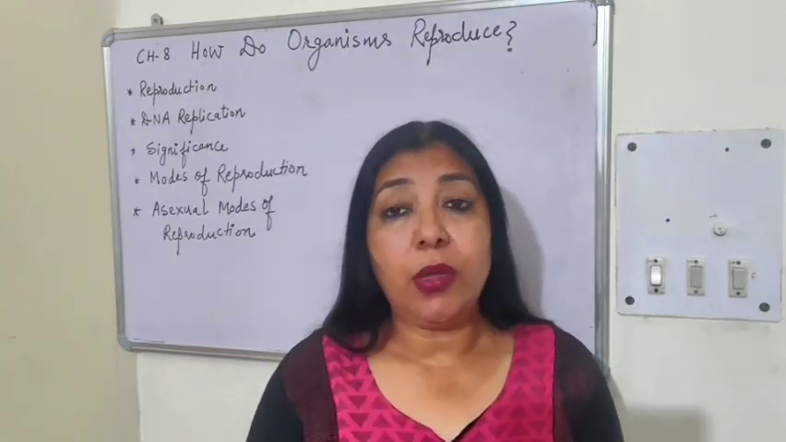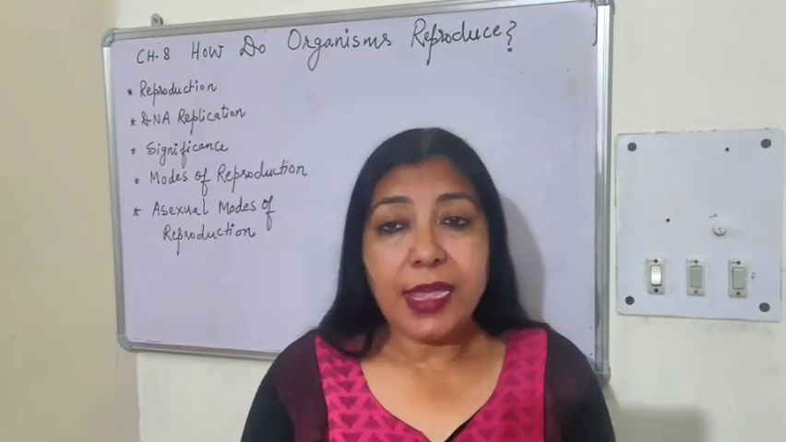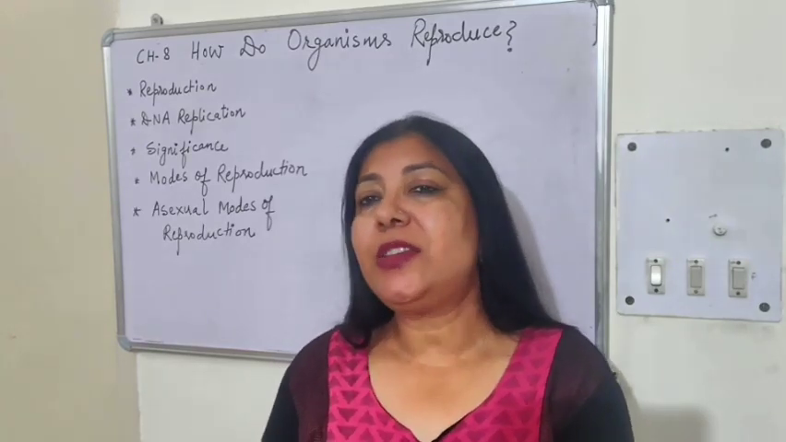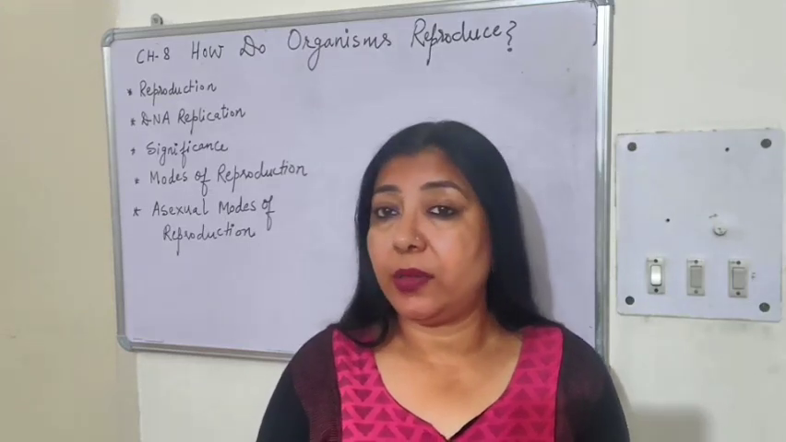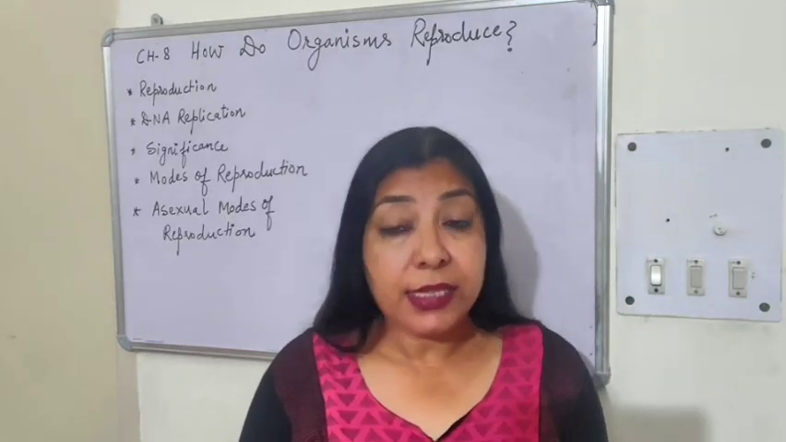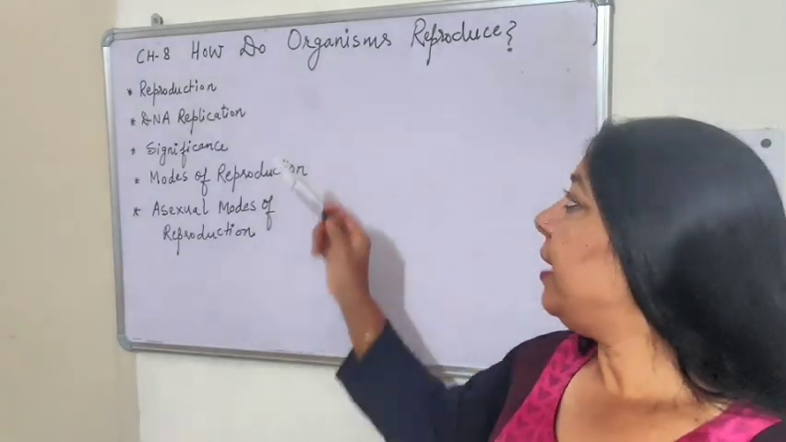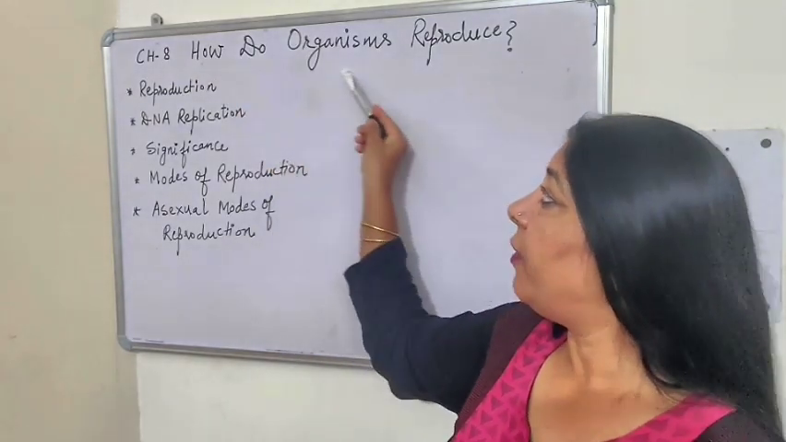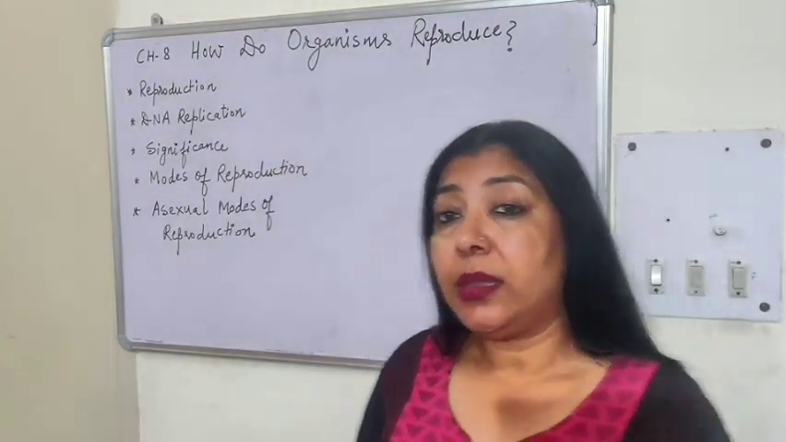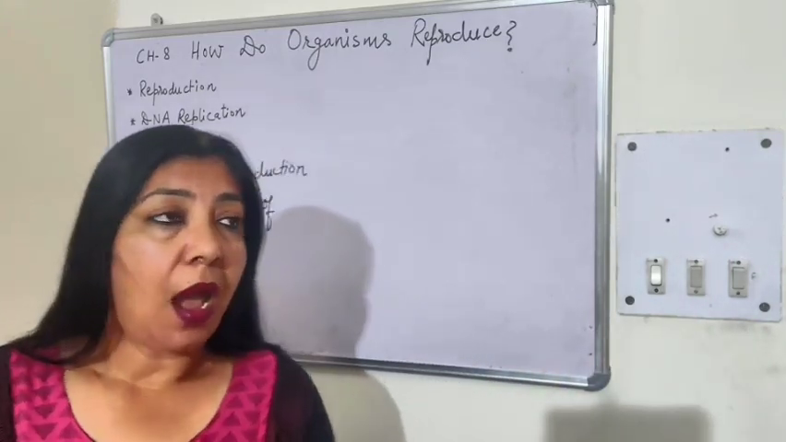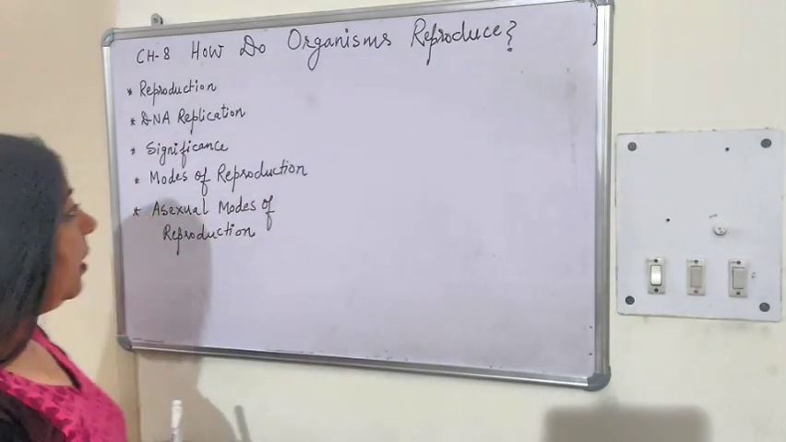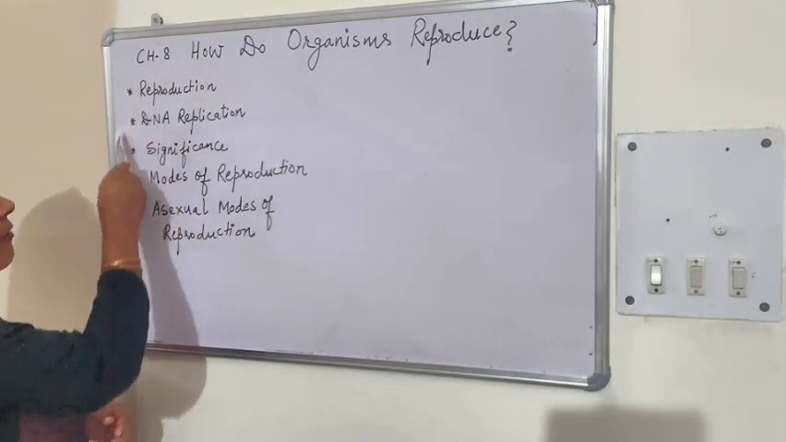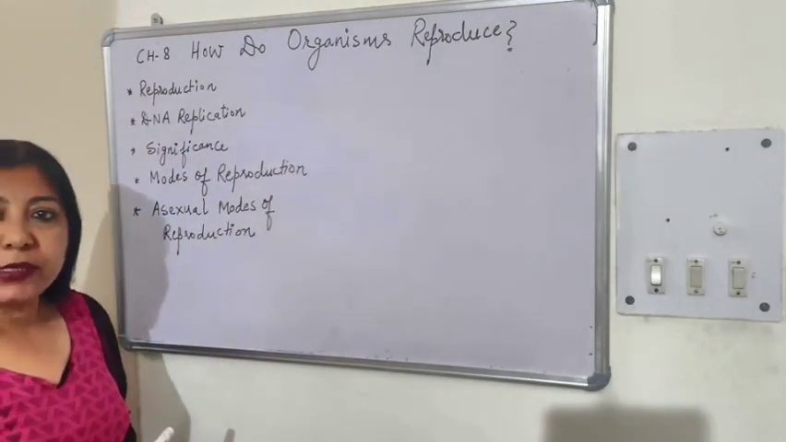So as I told you, reproduction is the process which is responsible for continuity of life on Earth. But in this chapter, we will be dealing about the process of reproduction. So the name of the chapter is How do organisms reproduce? In this chapter, today I will be dealing with all these topics.